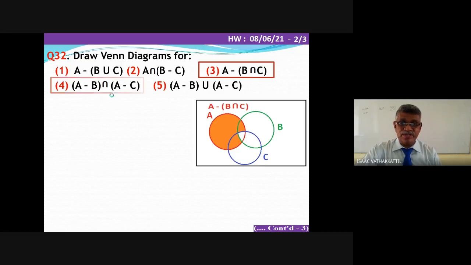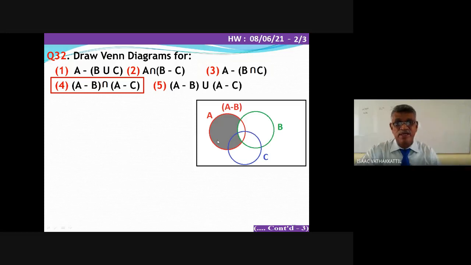Now (A minus B) intersection (A minus C). You have A minus B, which means from A, remove B. A minus C means from A, remove C. What is common to these both? Common to these both is only this much. That is (A minus B) intersection (A minus C). You have A minus B, you have A minus C, and the common portion is (A minus B) intersection (A minus C).